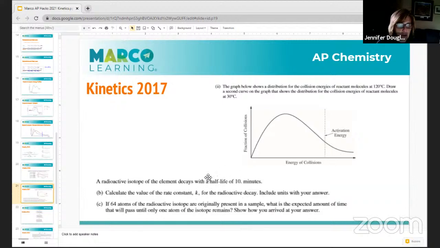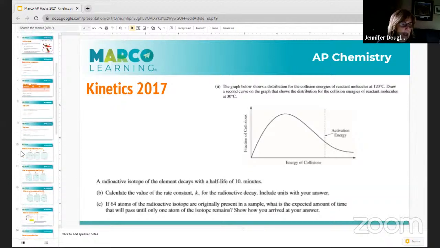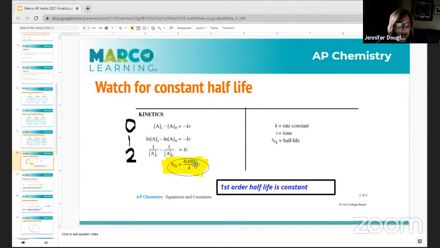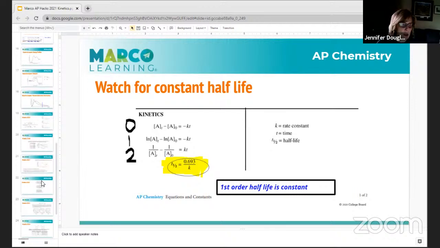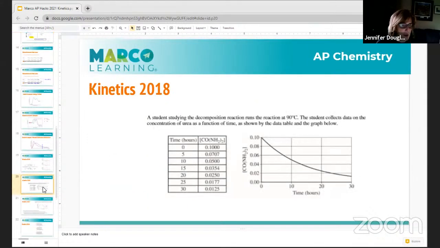And notice they ask you about half-life again. It says a radioactive isotope with a half-life of 10 minutes, calculate k. Well, you're thinking, I'm just going to pull my formula sheet up. And where's my formula sheet? Right there. They told me what the half-life was. I know 0.693. I can plug that in and solve for k. That's all that question was involving. So you just have to know that if they ask you half-life, flip to this formula sheet and plug your numbers in and solve.